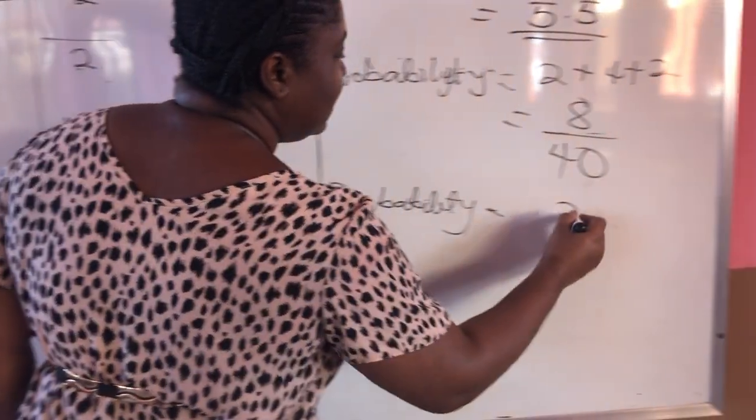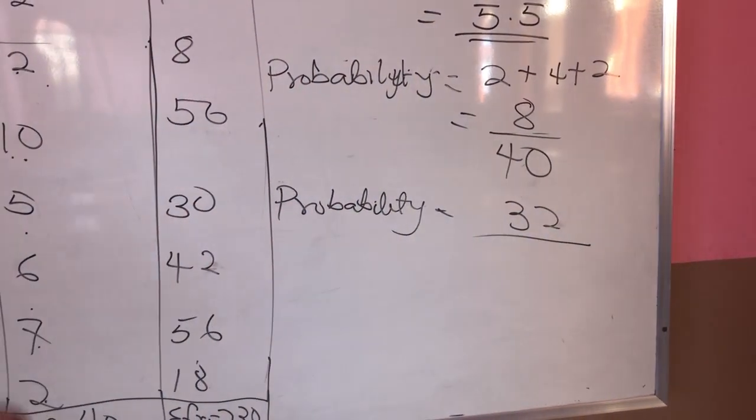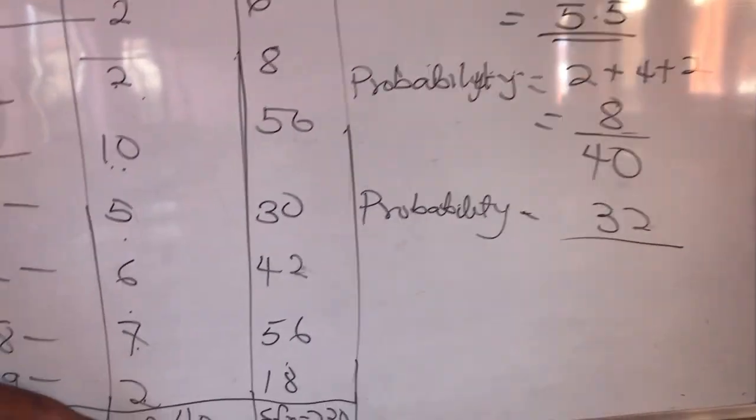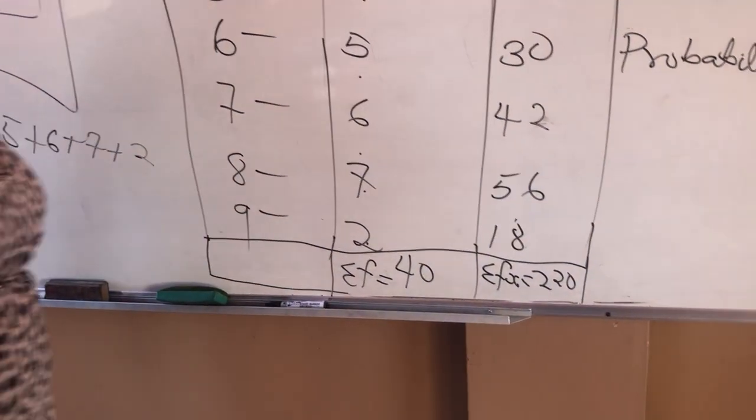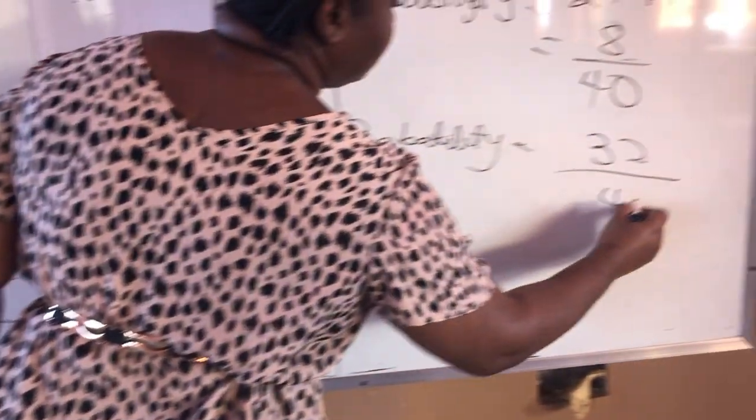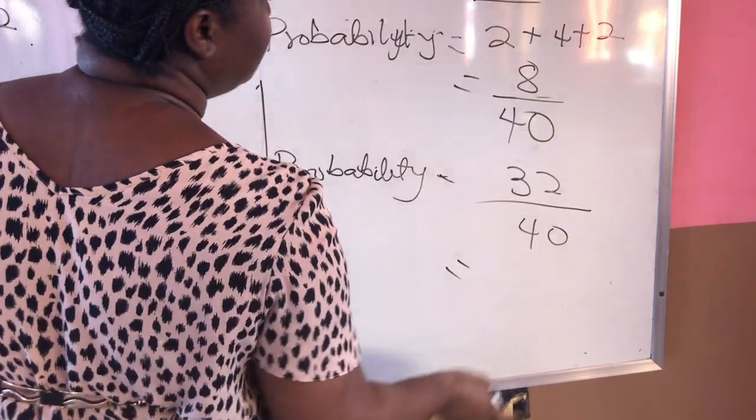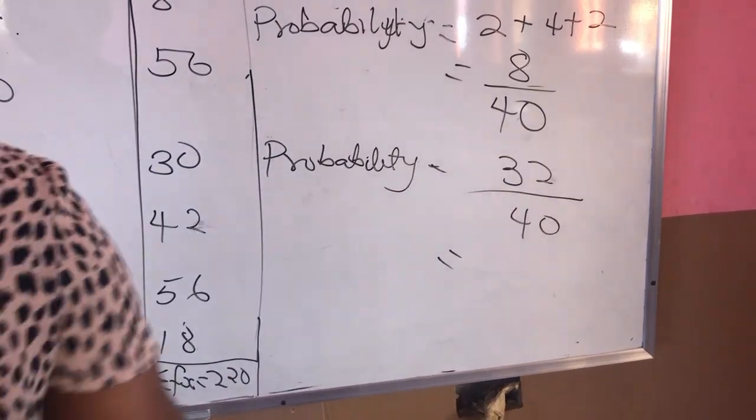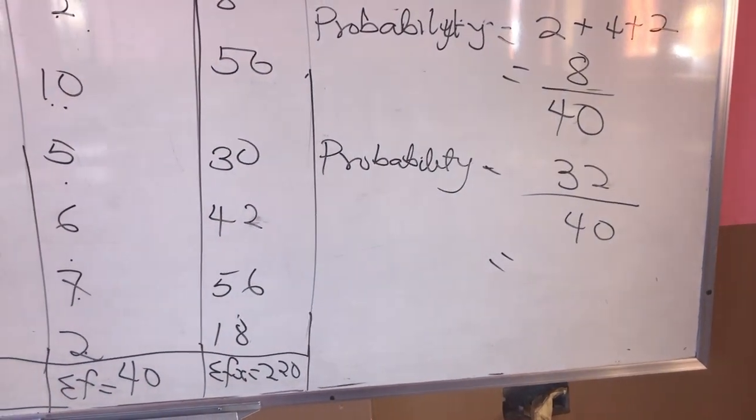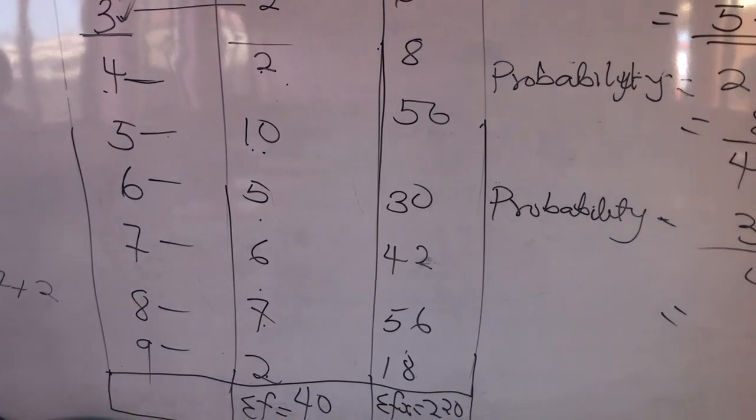So if we are finding the probability of those that passed, then you have 32 over the total number of students in the class. So 32 over 40. Right? So now you don't leave it like this. If you can further break it down, you can break it down to the simplest form.